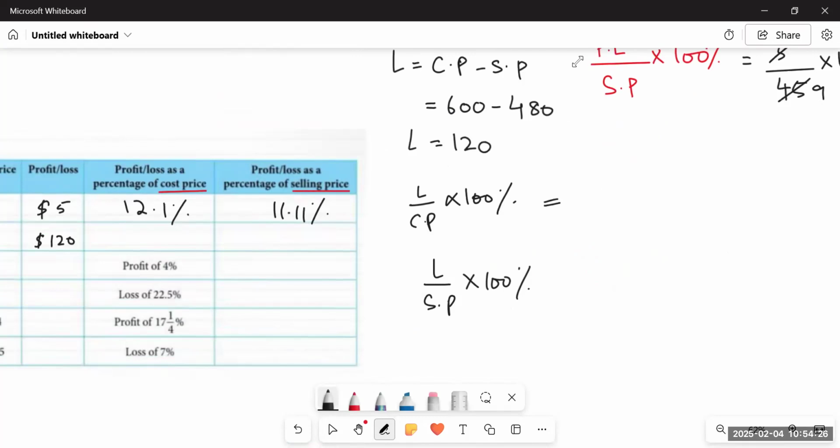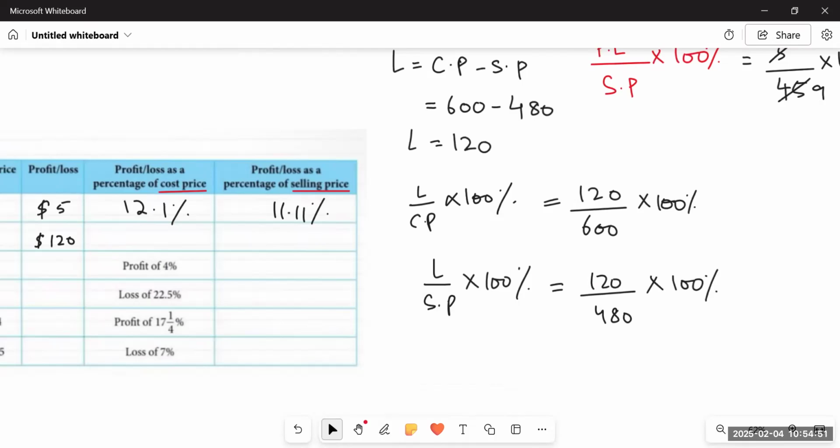In the first case, we'll write the loss in the numerator, that is 120. But in the denominator, we are going to write the cost price, which was 600. And then we have to calculate the percentage as a selling price. So this time we are going to take the new denominator as the selling price, which was 480. But in both the cases, since we are finding the percentage, we'll multiply them by 100%.